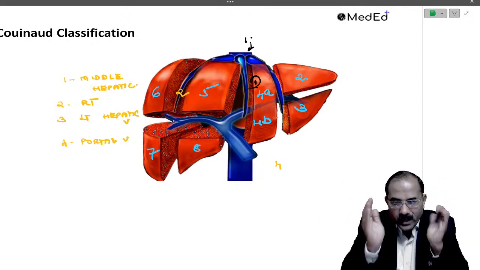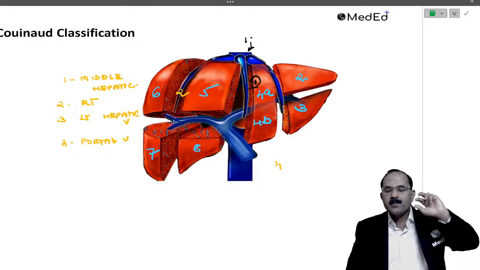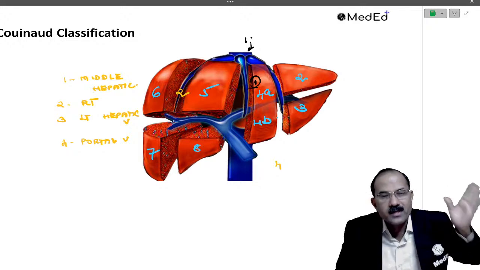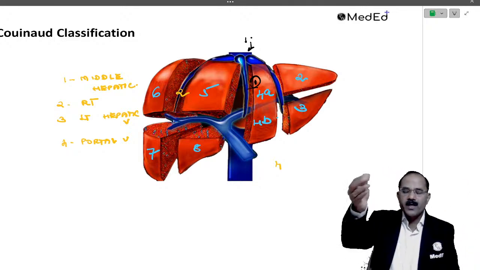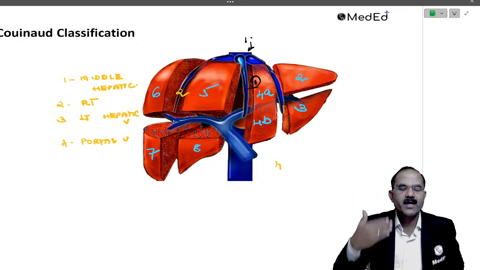So what is number one? Segment number one is the caudate lobe. Segments 2 and 3 are left lateral. 4 and 4B are left medial. 5 and 8 are right anterior, and 6 and 7 are right posterior.